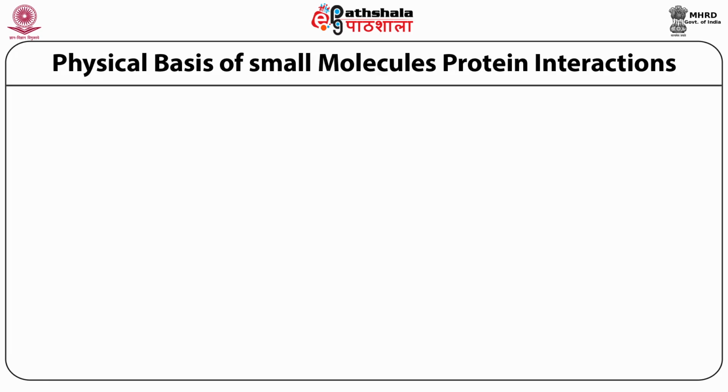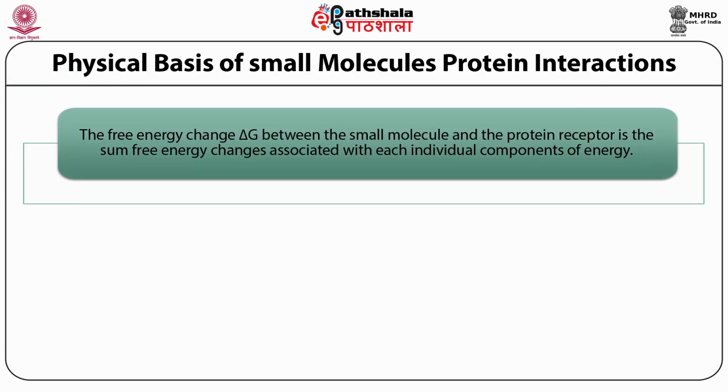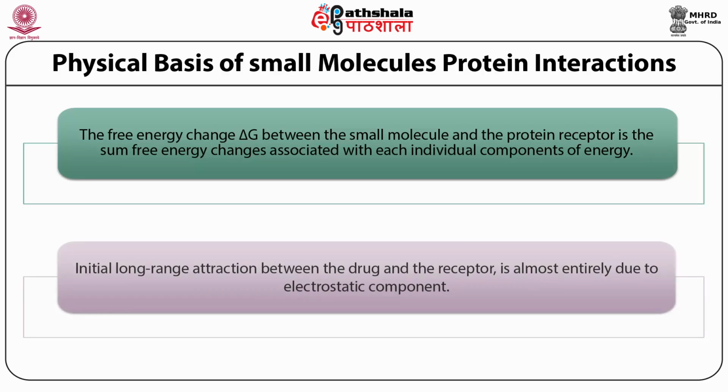Physical basis of small molecule protein interaction. The free energy change delta G between a small molecule and a protein receptor is the sum of the free energy changes associated with each individual component of energy. The initial long range attraction between the drug and receptor is almost entirely due to the electrostatic component.